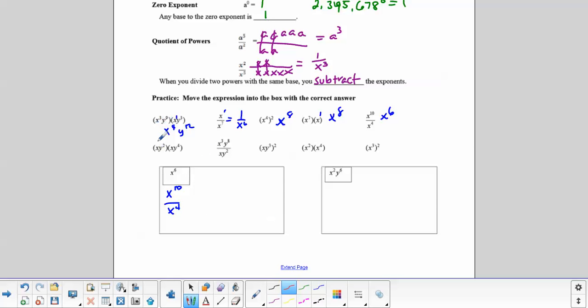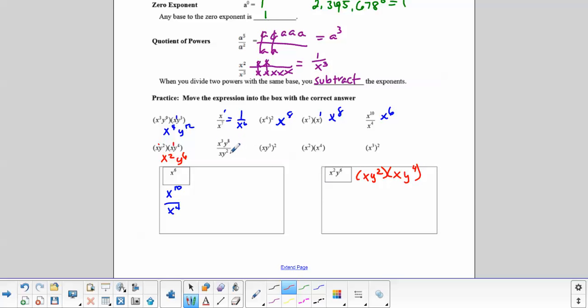Alright, second row. That x is going to be x to the 1. That x is going to be x to the 1. So when I multiply them, I'm going to get x squared. And when I multiply y squared times y to the 4th, you're going to add them again, and you get y to the 6th. So that's this answer over here, so I can put that one over here. x y squared times x y to the 4th.